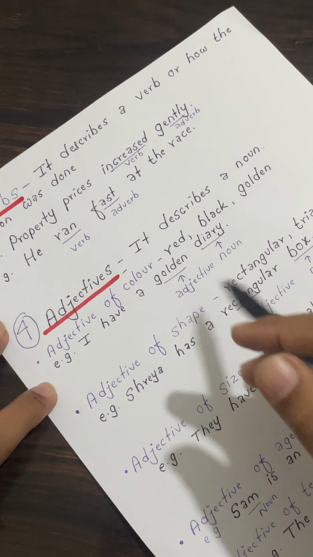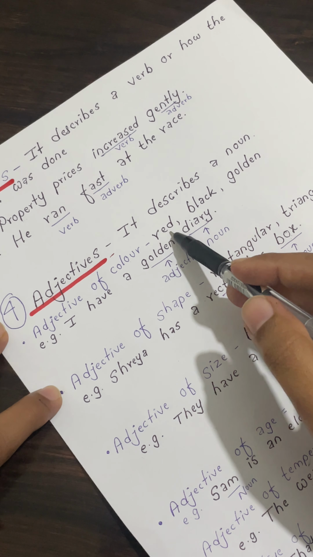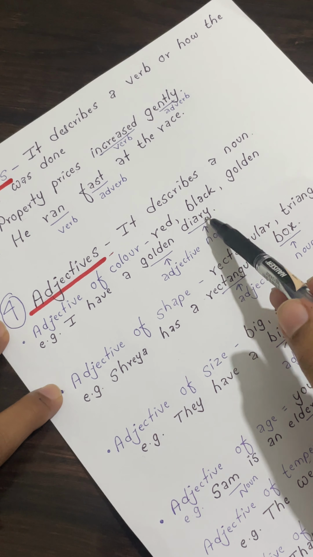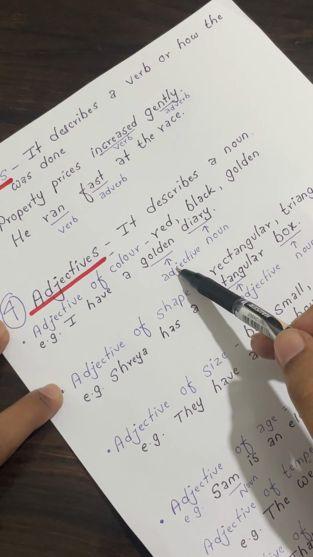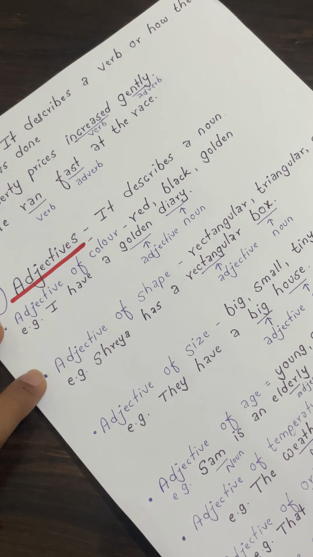There are different types of adjectives. First is adjective of color such as red, black, golden. For example, I have a golden diary. Here golden is an adjective, diary is a noun, a is an article.